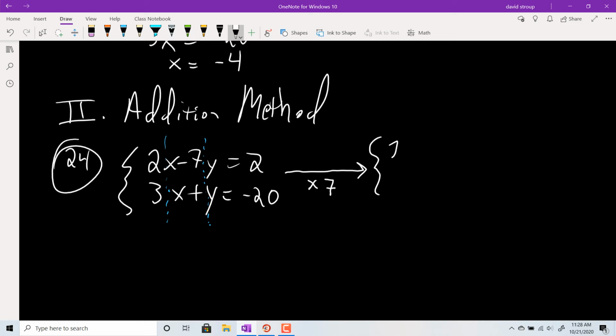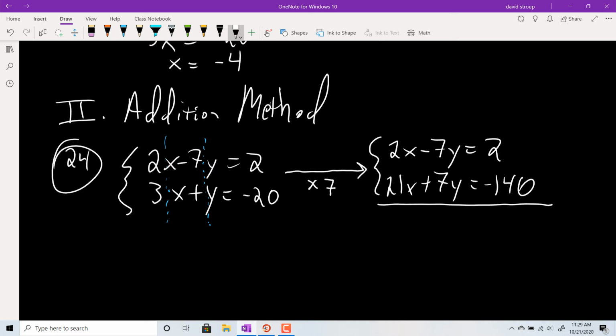Okay, so what do I have? I didn't change the original equation. The second equation, I multiply everything by 7. So we get 21x plus 7y equals negative 140. Okay. Now I'll have a cancellation if I add column-wise. So 2x plus 21x is 23x. Negative 7y plus positive 7y is 0. On the other side, I'll have negative 138. Divide both sides by 23. And this one turns out to be negative 6.